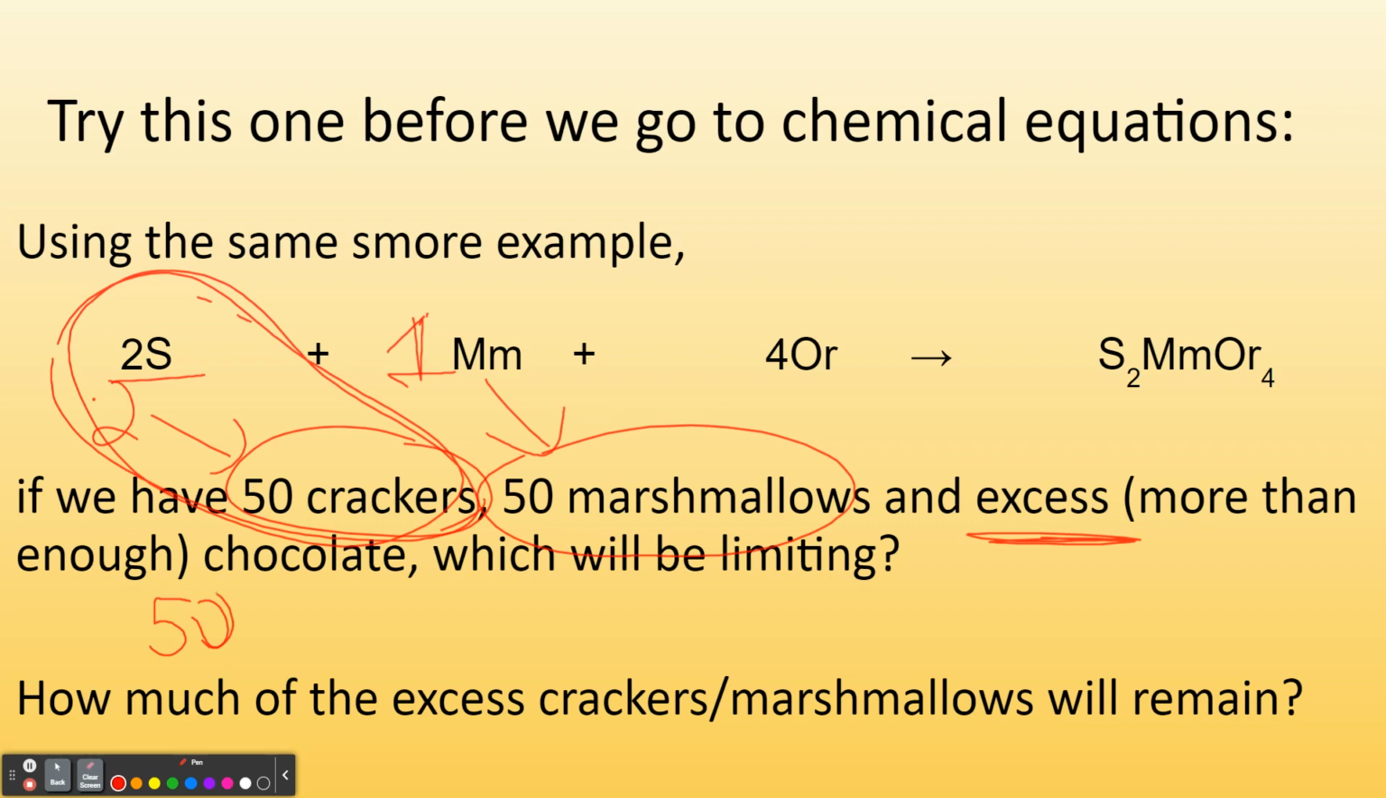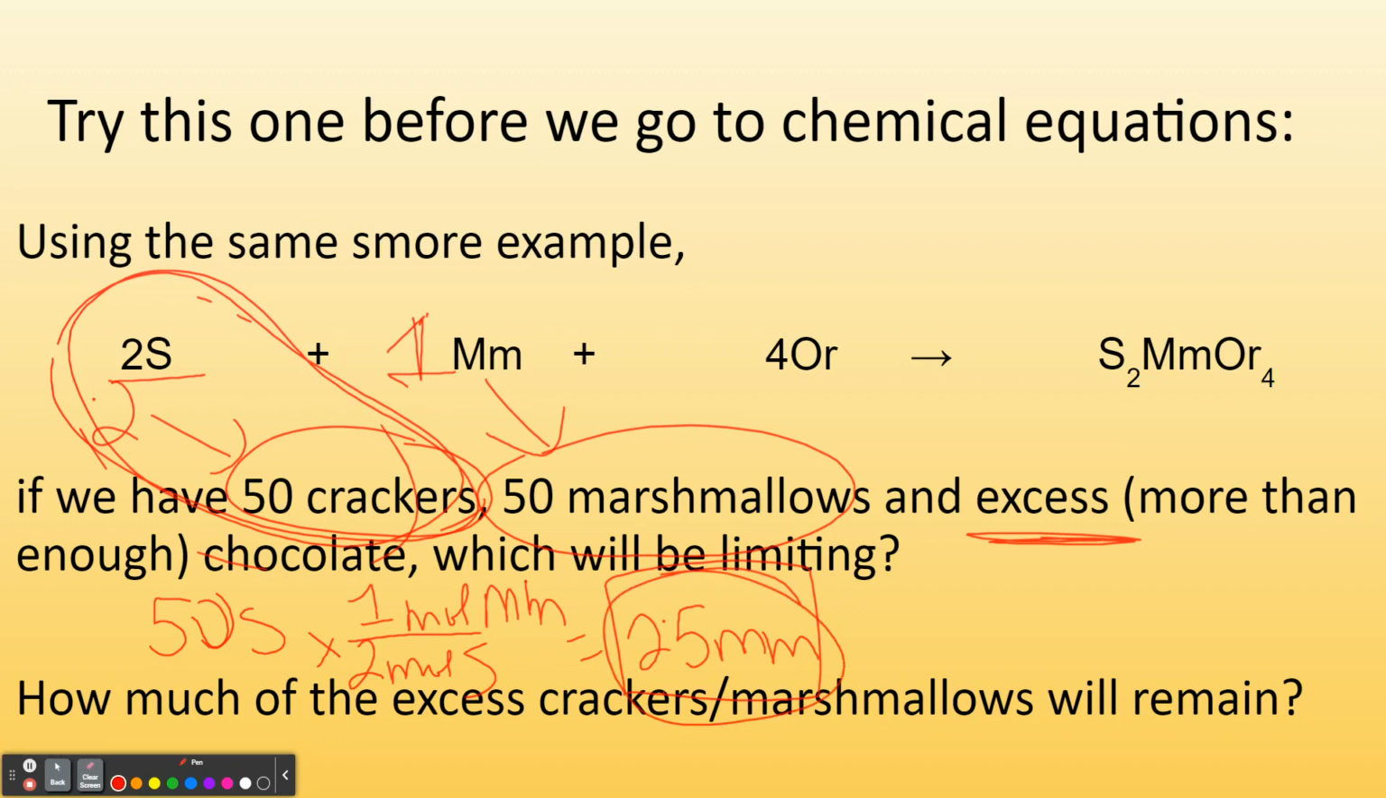If we just do 50, that's our crackers, and use our mole ratio. We need 2 crackers for every 1 marshmallow, so we would need 25 marshmallows in order to use up our limiting reactant. That's going to be the one that runs out first. How many excess do we have? We need 25 marshmallows, so this is 50 minus 25, which gives us another 25 because we have the same amount. We're going to see how we do that with chemicals as well, but it's really that easy.